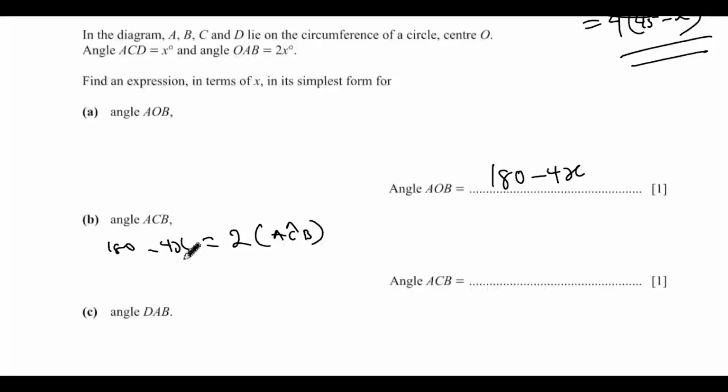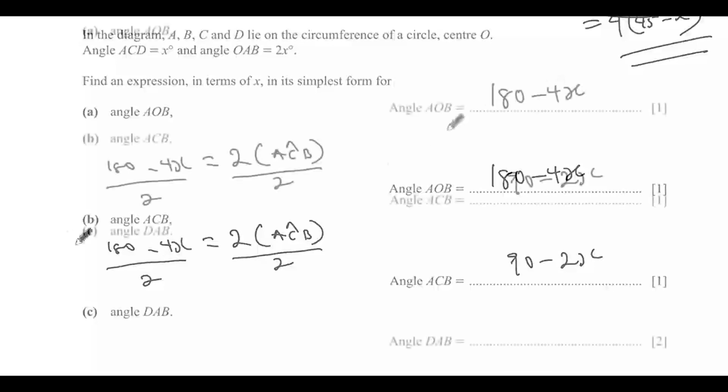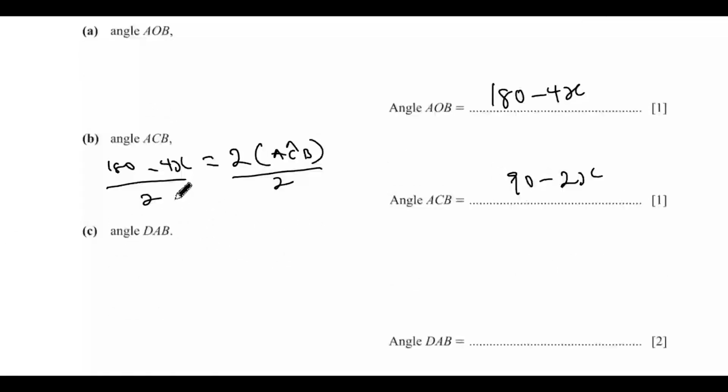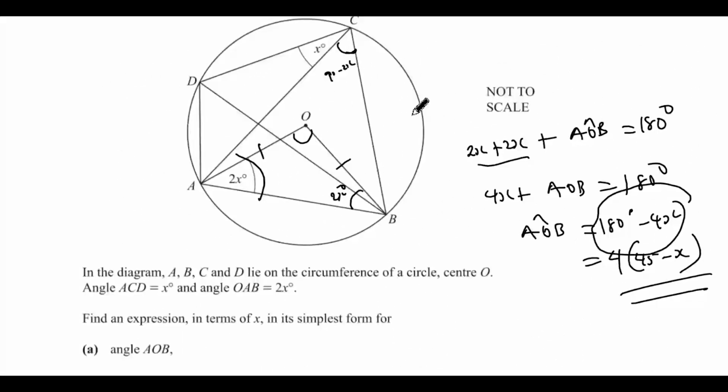Okay, so then we need to divide both sides by 2. That will give us the value of angle ACB. So if we do this, this will be 90 minus 2x, because 2 goes in 180 90 times and 2 goes in 4x 2x times. Okay, so we have that. Then part C, find angle DAB. If you go back to the diagram here, this will be angle DAB.